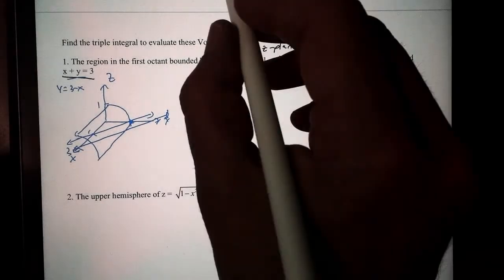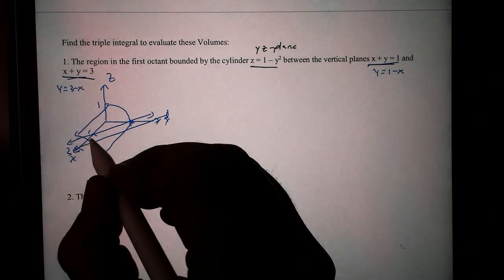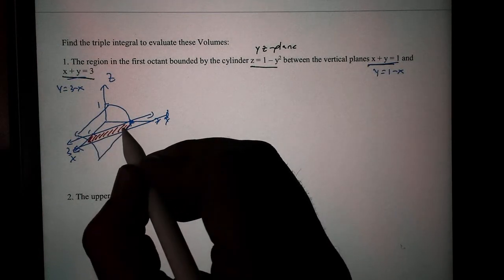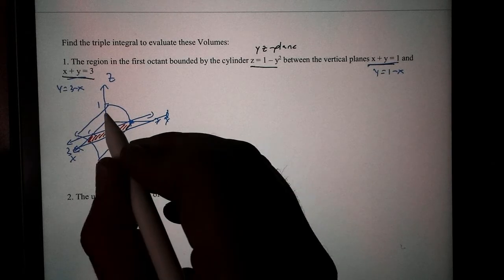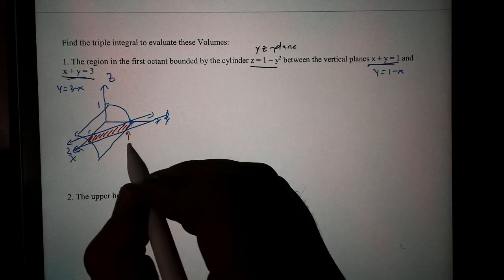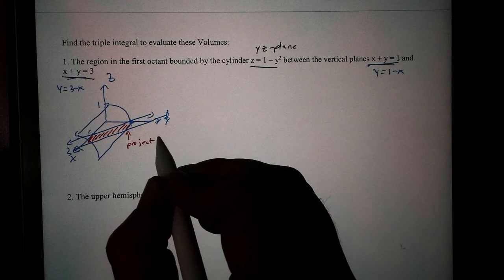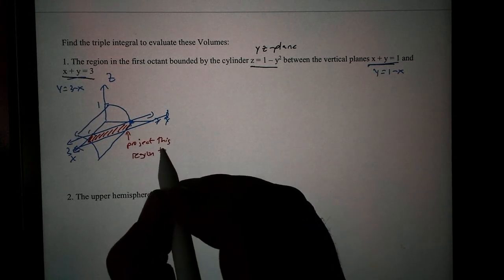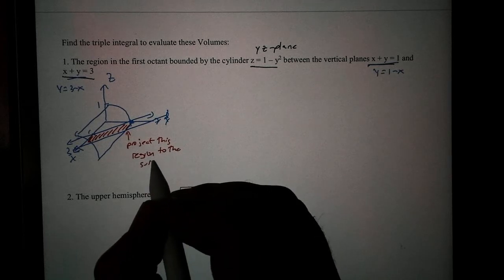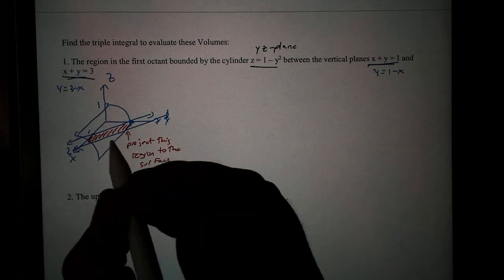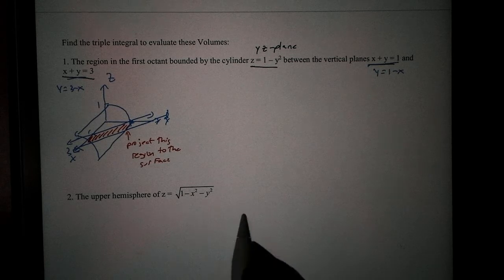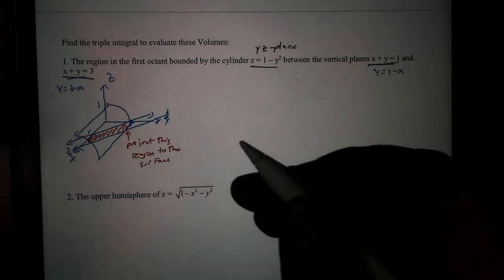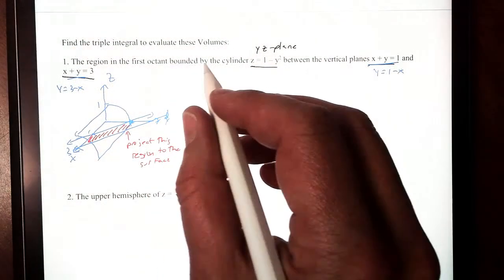And we want the region in between them. This piece right in here. This is a region that we are going to project up to the surface. So we're going to project this region to the surface and calculate that volume. So let's go ahead and find our limits. Okay, so we're going to find our limits right now.